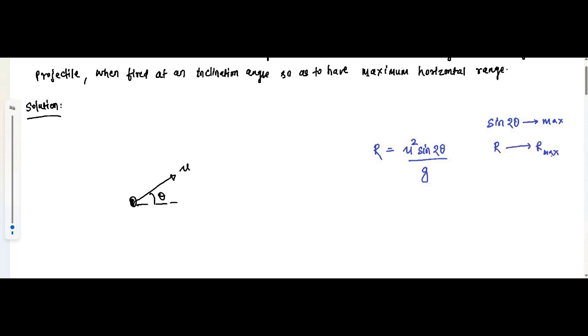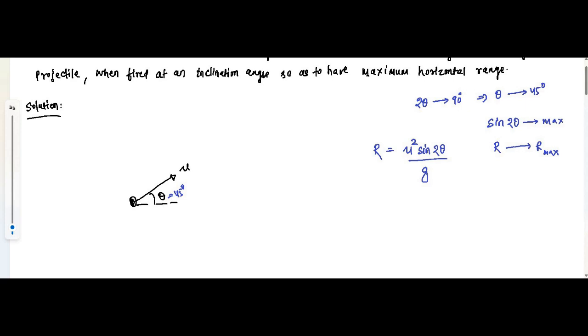What is the maximum value of any sine? You know, 1. So what is 1? Sine 90 degree. So when this 2 theta will be equal to 90 degree, then the projectile will have maximum horizontal range. 2 theta is 90 degree, that implies theta should be 45 degree. So when a projectile is fired at an angle of 45 degree with respect to the horizontal, it has maximum horizontal range.